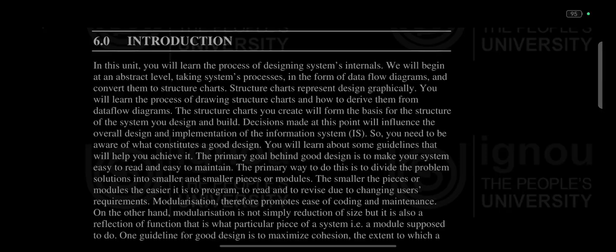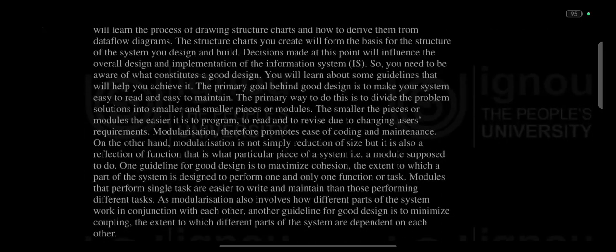Decisions made at this point will influence the overall design and implementation of the information system. So, you need to be aware of what constitutes a good design. You will learn about some guidelines that will help you achieve it. The primary goal behind good design is to make your system easy to read and easy to maintain. The primary way to do this is to divide the problem solutions into smaller and smaller pieces or modules. The smaller the pieces of modules, the easier it is to program, to read, and to revise due to changing users' requirements. Modularization therefore promotes ease of coding and maintenance.